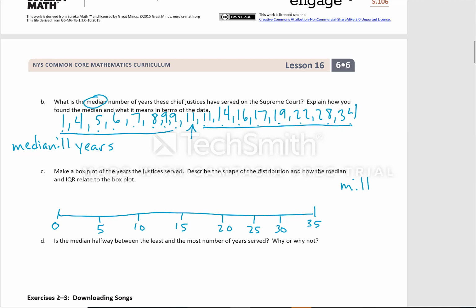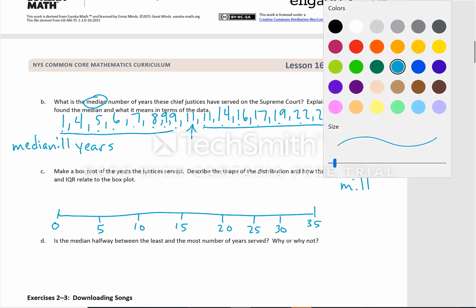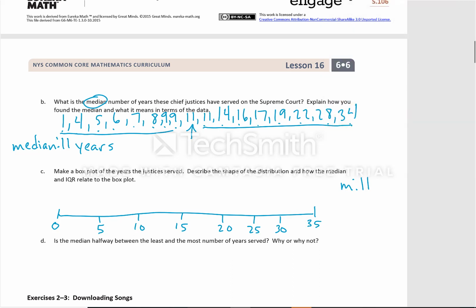So I look in this lower half. And I'm going to find the median of this lower half. So 1 and 1, 2 and 2, 3 and 3, and I have 2 of these values. So remember, when I have 2 values that are in the middle, I add them together and I divide them by 2.